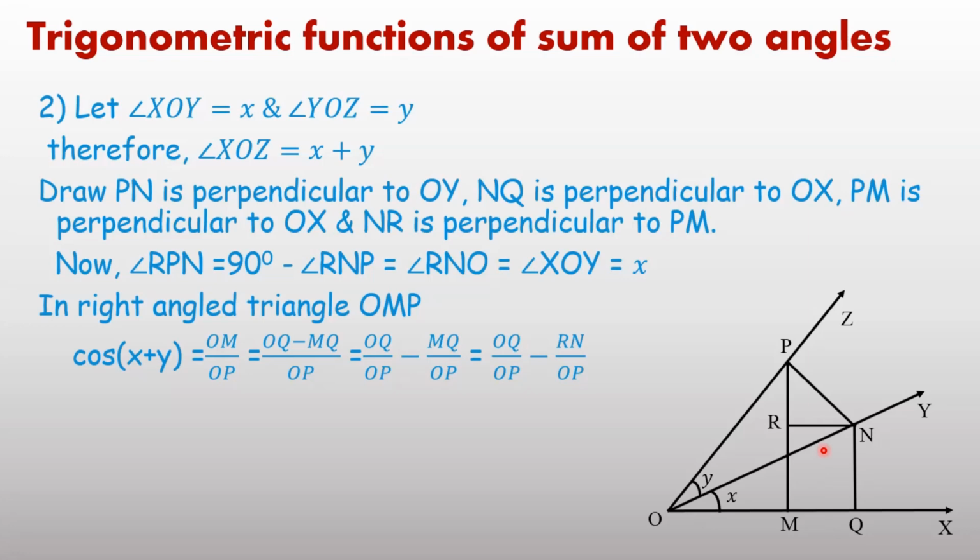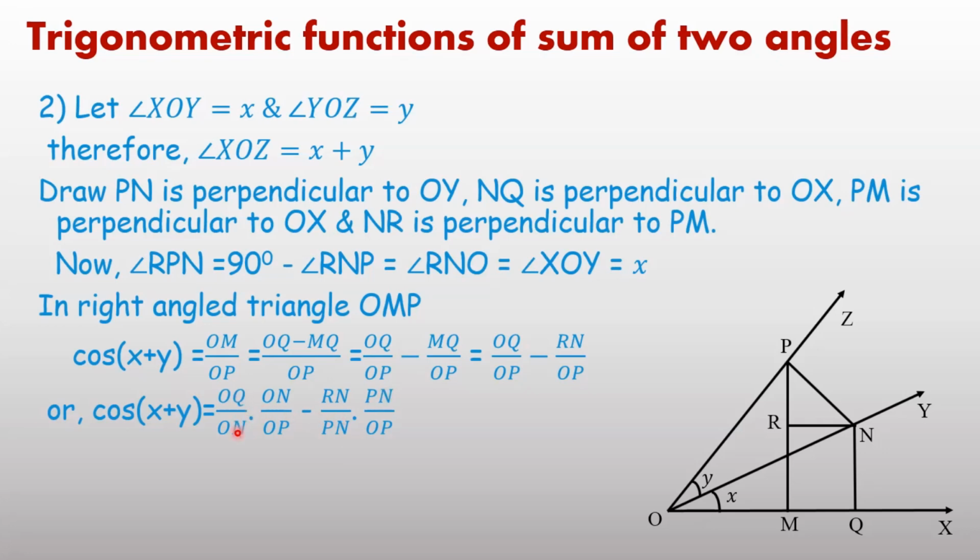And MQ we can write as Rn. In place of MQ, Rn is written. Now OQ upon OP, again the same pattern. OQ is related with triangle OQN, where the hypotenuse is ON, so divide by ON and multiply by ON. Minus Rn. Rn is related with right angle triangle RNP, in which PN is the hypotenuse. Therefore multiply by PN and divide by PN.